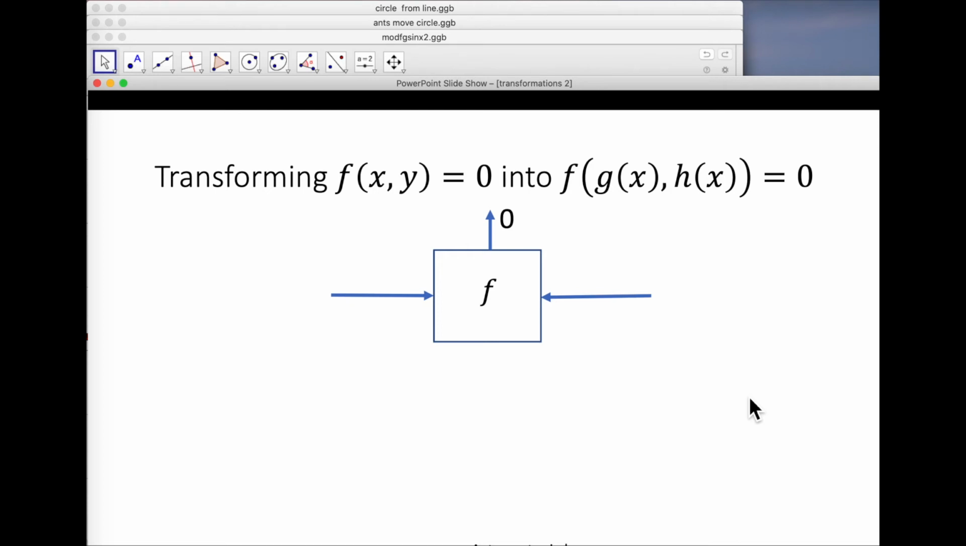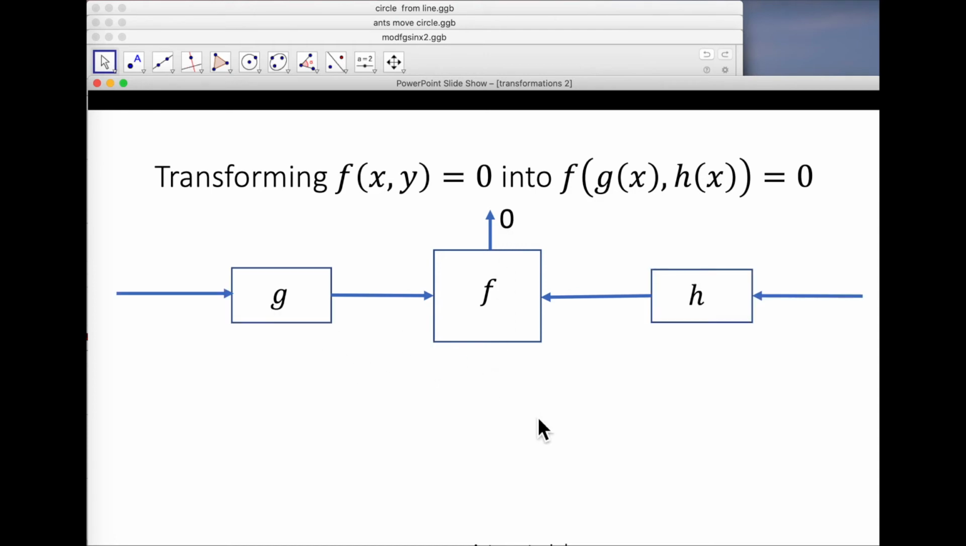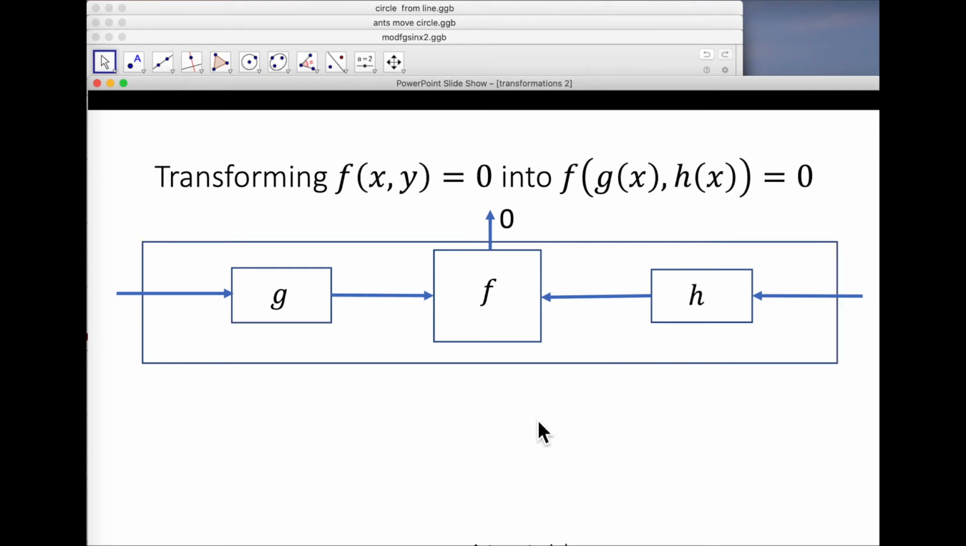So let's look at the function machine view of that. Here's a 2-input function machine, and we're only interested in inputs for which the output is 0. So we're going to apply g to that input and h to that input to create our new function.